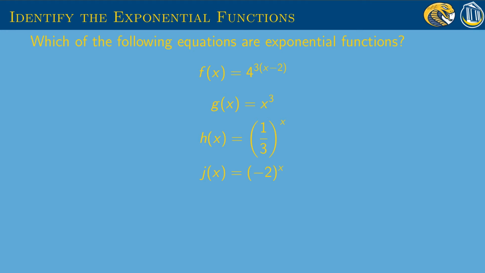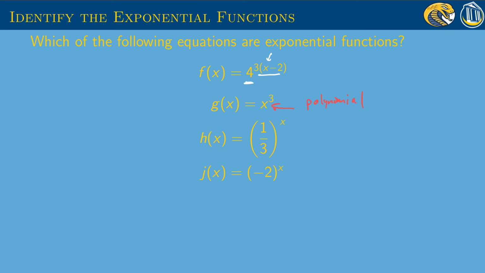So we could determine which of the following equations are exponential functions. Well, for our first one, f of x, we'll notice that we have a base and we have an exponent, and so this is a little more complicated, but it is an exponential function because our variable is in the exponent. On the other hand, g of x is not an exponential function because the variable is in the base instead of the exponent. This is instead a polynomial.